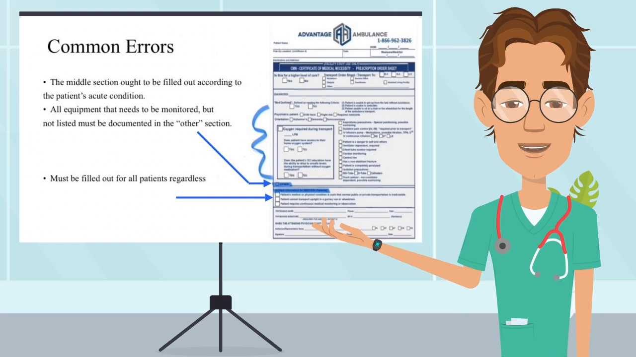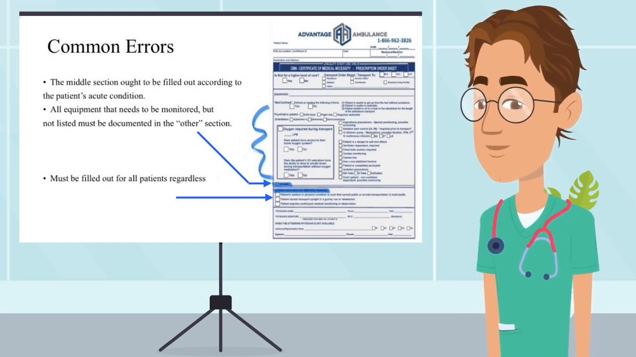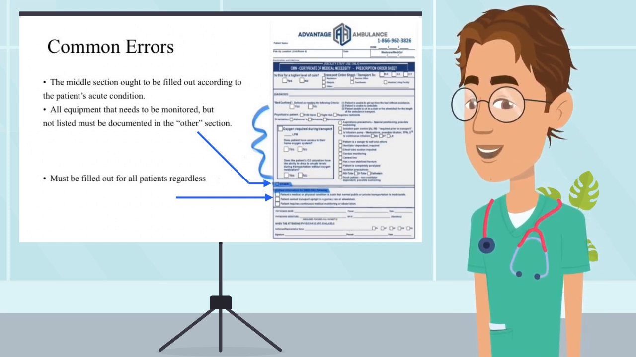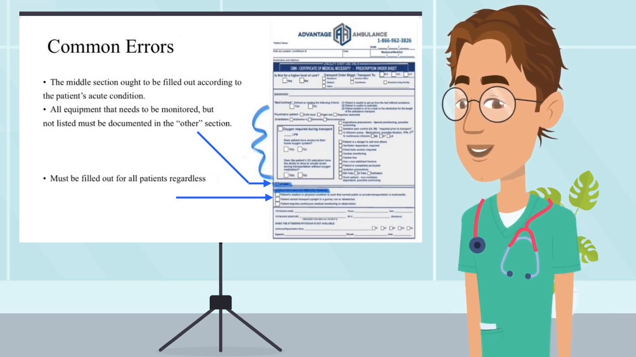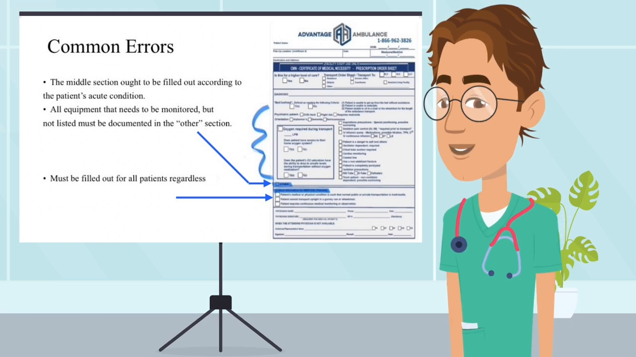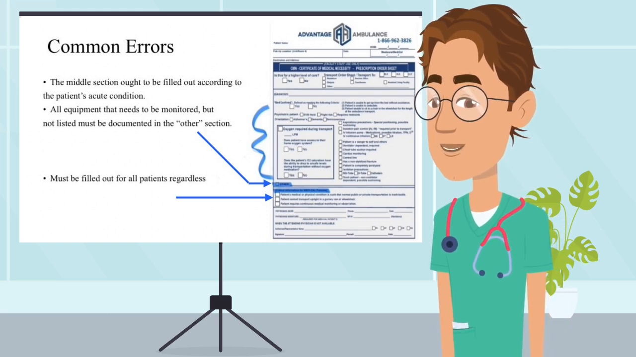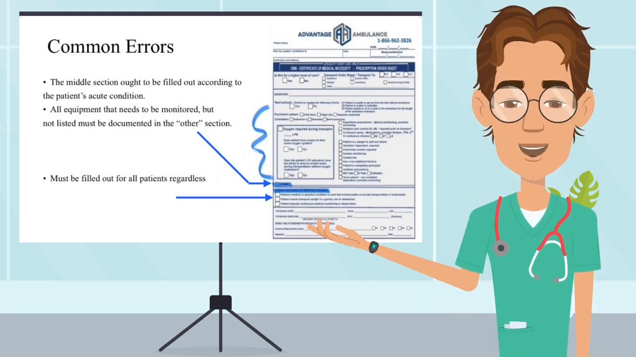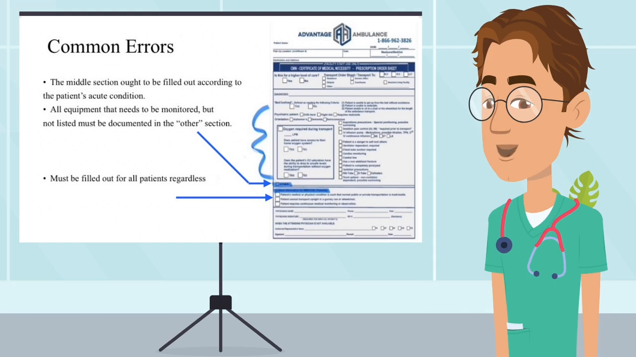Let's turn our attention to the middle section. Check all applicable boxes for conditions such as oxygen use, ventilator dependency, central line presence, aspiration precautions, or special positioning needs. If a necessary condition or device isn't listed, use the Others section to document it.